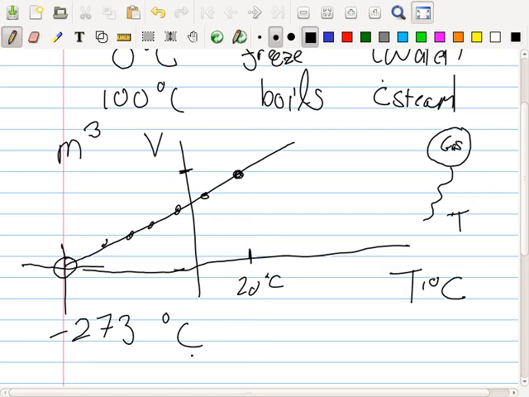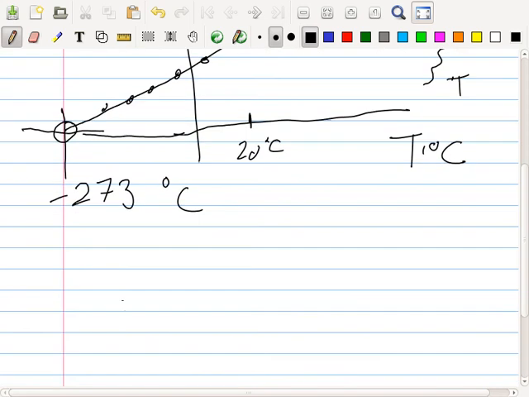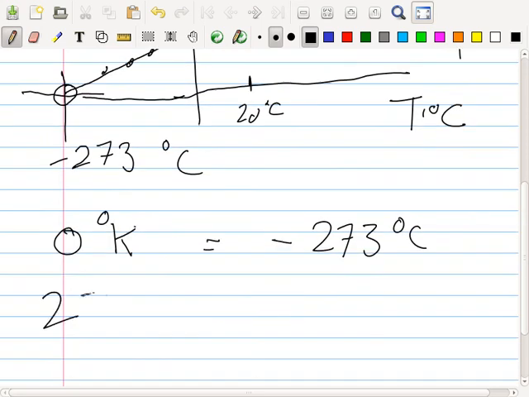The scale is called Kelvin. What you do now is you say, okay, I'll use a new temperature and I'll call it Kelvin. Kelvin equals the temperature in Celsius plus 273. Basically, 0 Kelvin equals minus 273 Celsius. And then 273 Kelvin equals 0 Celsius.